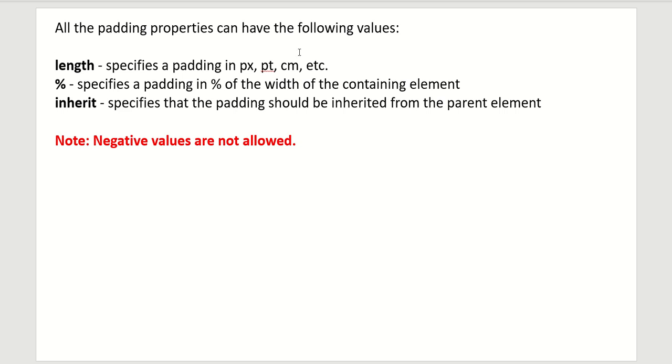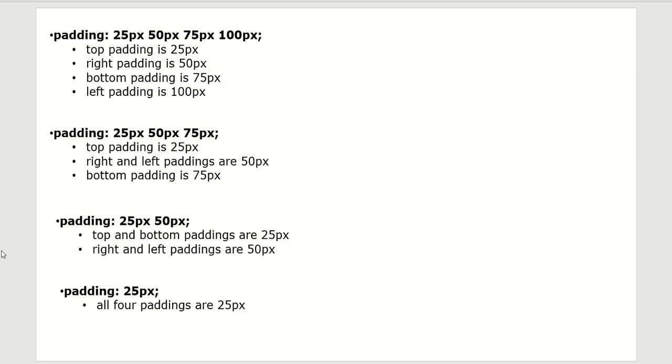All the padding properties can have the following values: length, percentage, inherit. Length specifies a padding in pixels, points, centimeters, etc. Percentage specifies a padding in percentage of the width of the containing element. And inherit specifies that the padding should be inherited from the parent element. Note, negative values are not allowed.